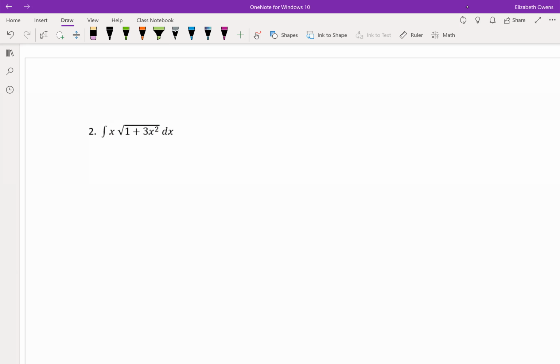Now, that's not the only thing though, because notice, this is not going to work, by the way. If you just took that 3x squared to be u, you'd still be trying to integrate the square root of 1 plus u ultimately with some other stuff around it. And that doesn't help a whole heck of a lot. Maybe, but not quite as much as we might want.